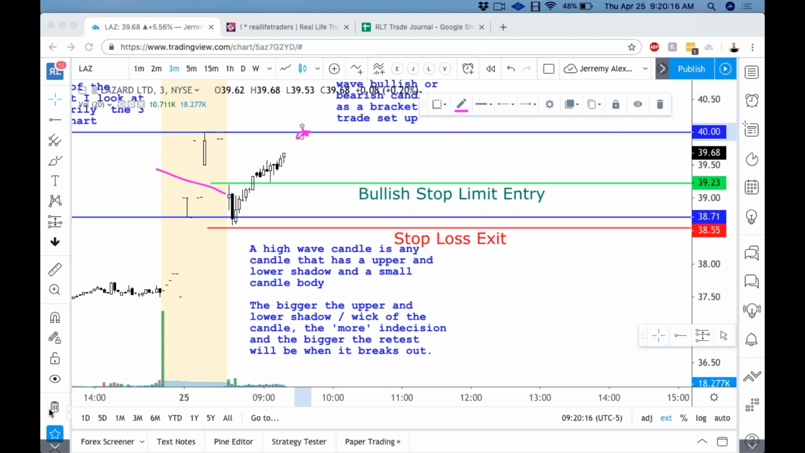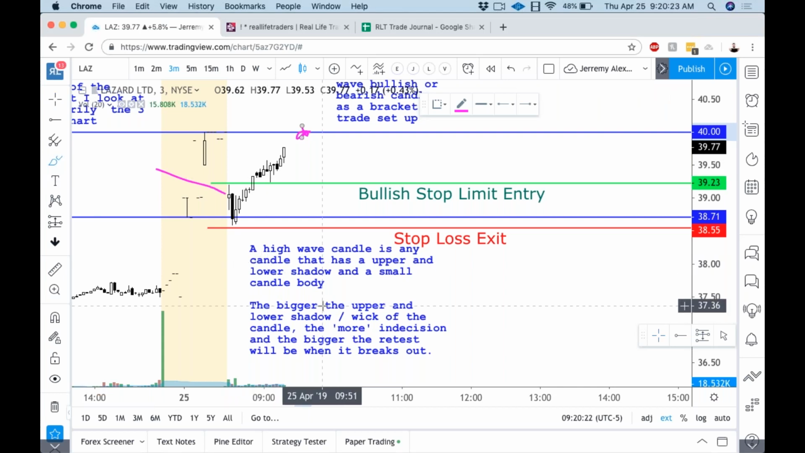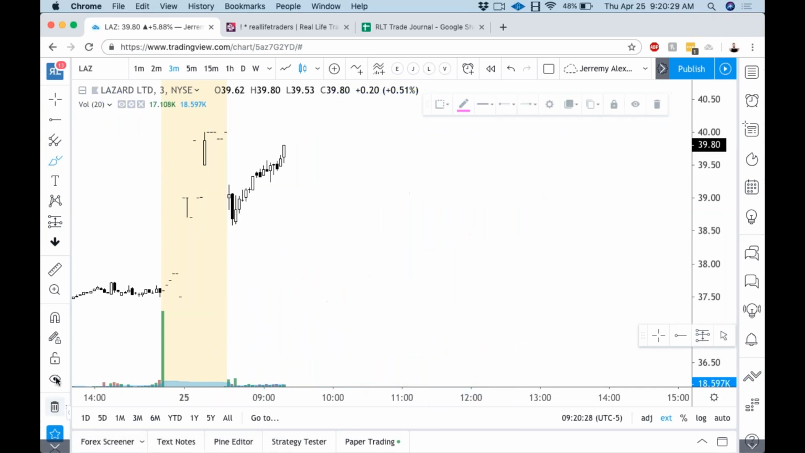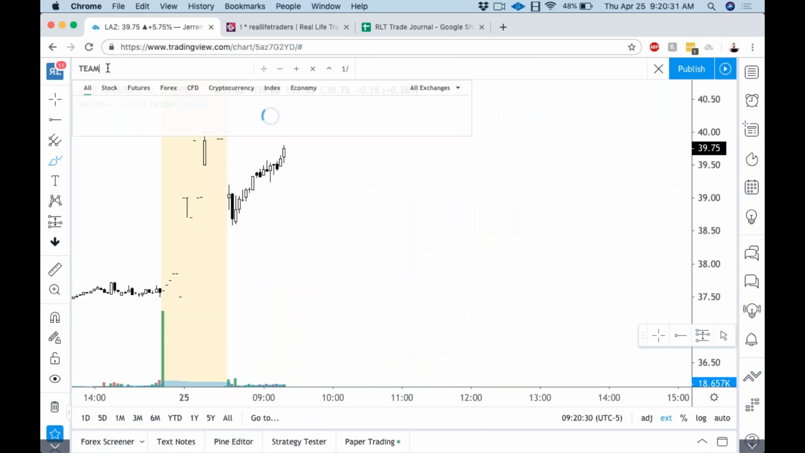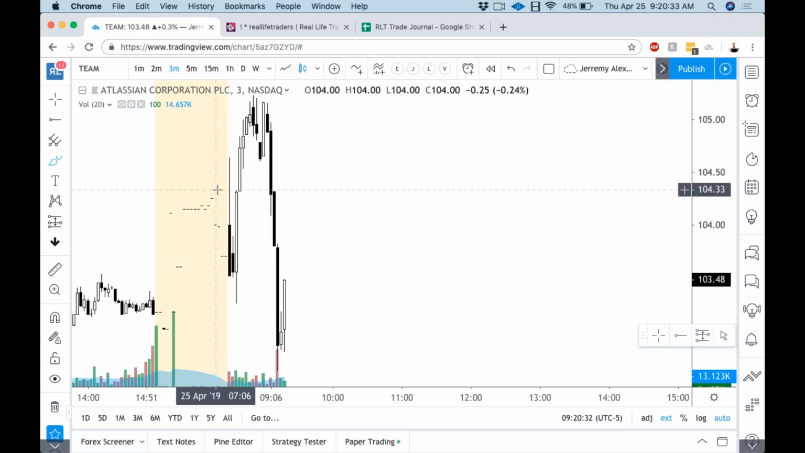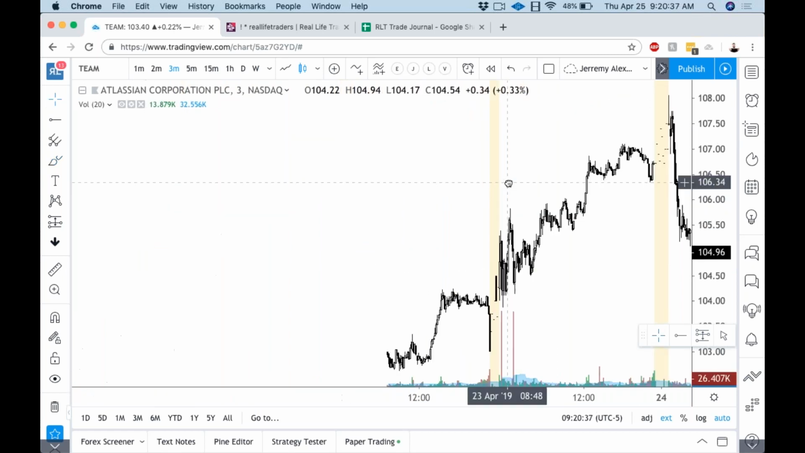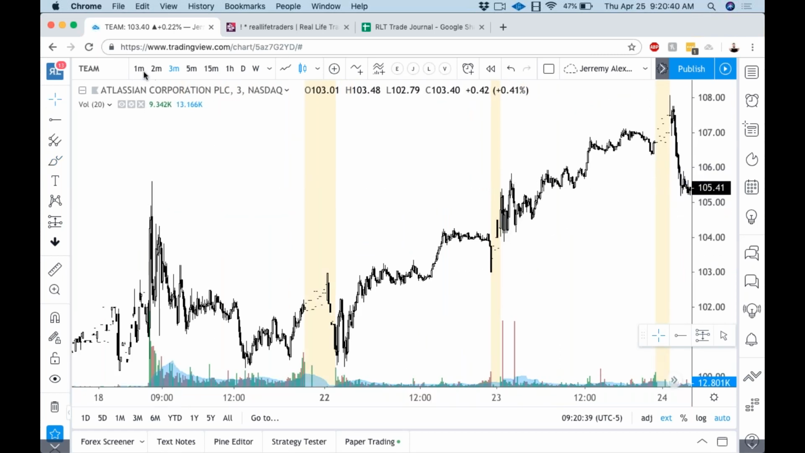So what we're going to do is I'm going to go explain this part. When we said that the bigger the upper and lower shadow wick of the candle, the more indecision it will be when it breaks out. So the bigger the retest. I'm going to go pull up a recent trade that I took on TEAM, TeamViewer, and this was honestly just a few days ago on a really nice gap down.